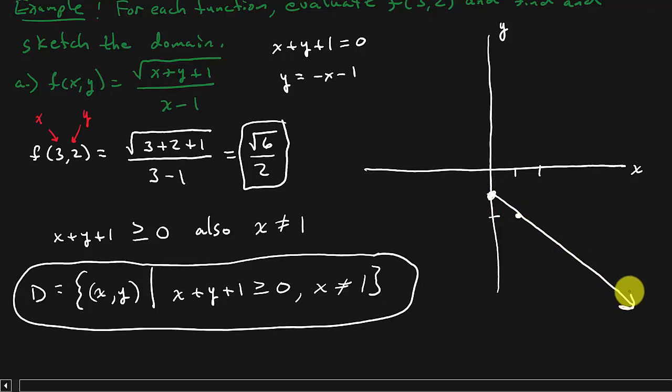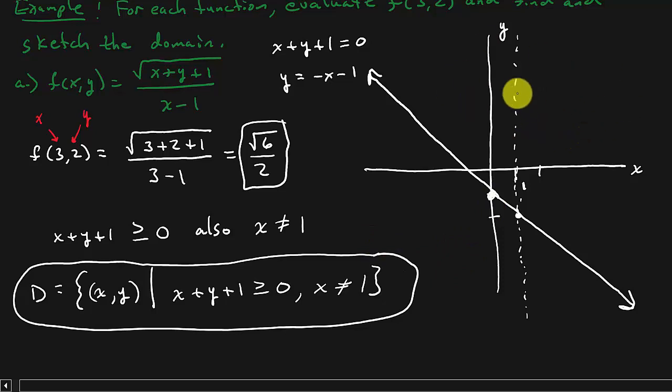And so now I can draw my line in there. But we also know that x cannot equal 1. So this line right here, I need to put in here, this dotted line showing that x cannot equal 1. See, this right here is where x equals 1.